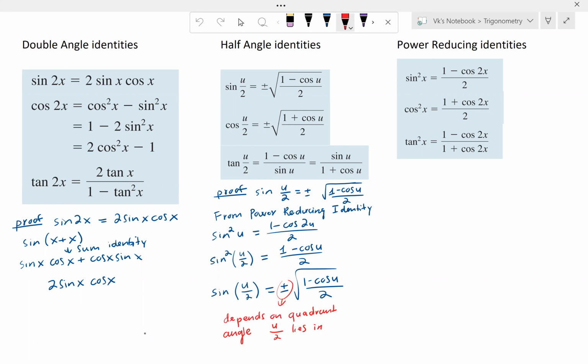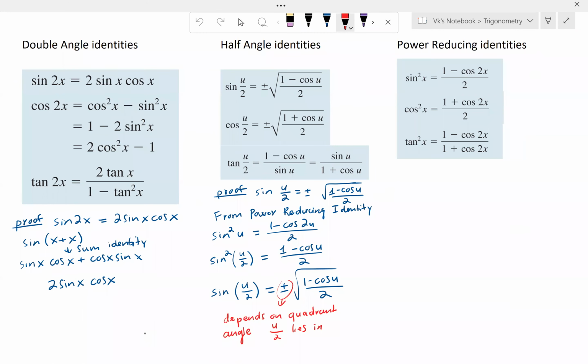Power reducing identities. Sine square x is 1 minus cosine 2x over 2. Cosine square x is 1 plus cosine 2x over 2. And tangent square x is 1 minus cosine 2x over 1 plus cosine 2x.